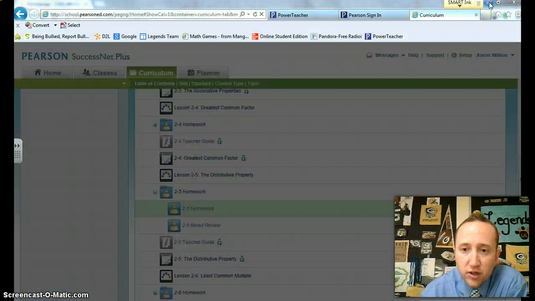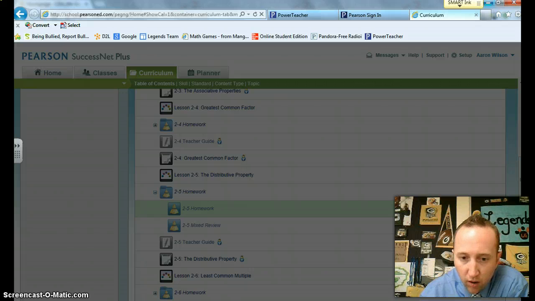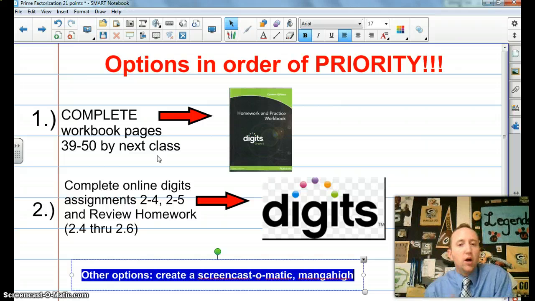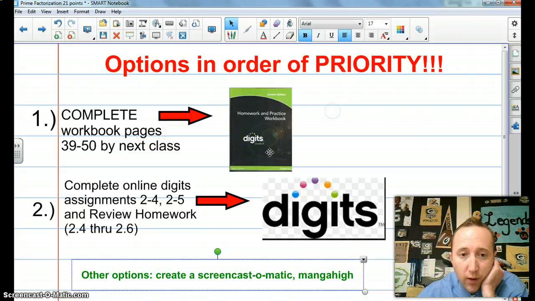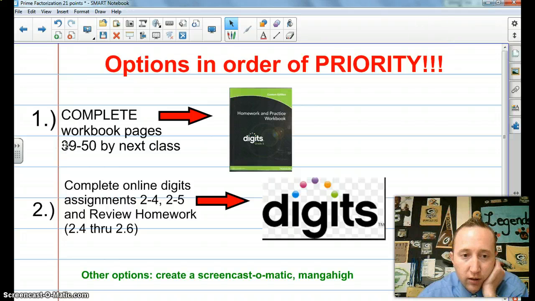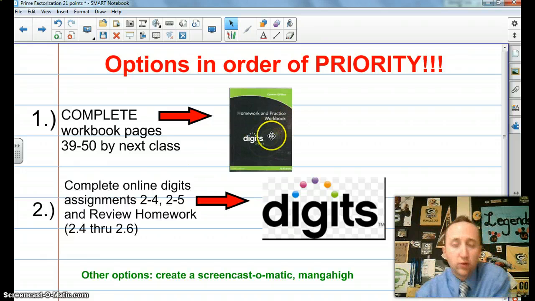So your options now are listed on Smart Notebook. Okay, they're right here. So option number 1 is to complete your workbook pages. I want you making sure you're getting pages 39 through 50 done first. That's kind of goal number 1, and you can work together on that. So work on pages 39 through 50 with a partner, getting those done out of your workbook.